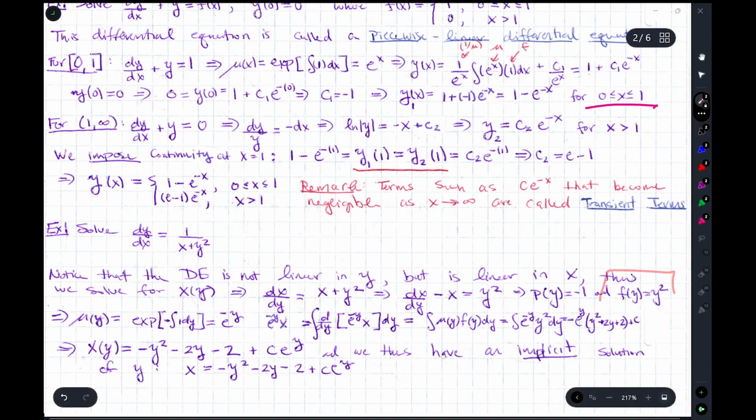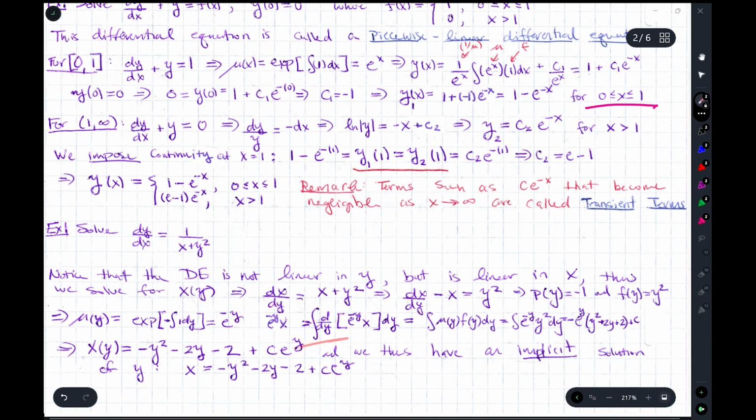And f of y is y squared, so the integrating factor, again, this is minus 1 because that's what p of y is. It's e to the negative y. We multiply. Now x is the function, because we're taking derivatives with respect to y, and so here's our integrating factor multiplied by x. Once we integrate that, you cancel the d/dy and the integral, and you get this.